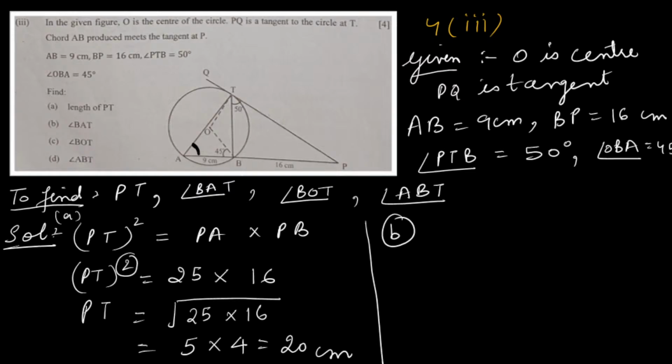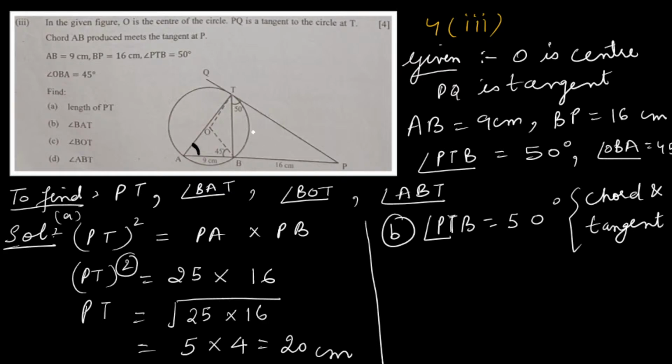That angle is PTB. Angle PTB is equal to 50 degree, not 30. Alternate segment of triangle, yes. So this angle PTB, if you see, is the angle between chord and tangent. TB is a chord and PT is tangent.